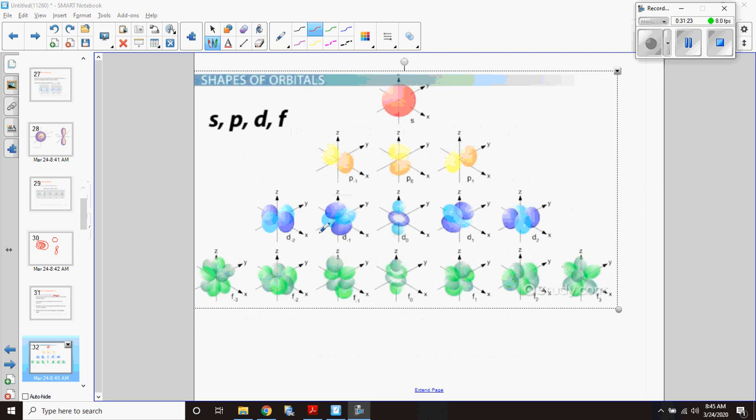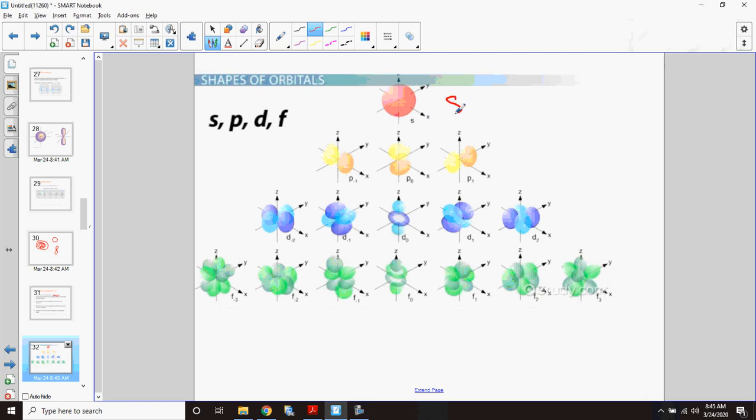So what scientists have found over time is there are 4 different types of orbitals. And each different type of orbital, scientists have given a letter name. We have s orbitals, and s orbitals are spherical. P orbitals have this flower petal or dumbbell shape. D orbitals, I'm not even going to begin to describe what these are. These represent d orbitals, and these represent f orbitals.